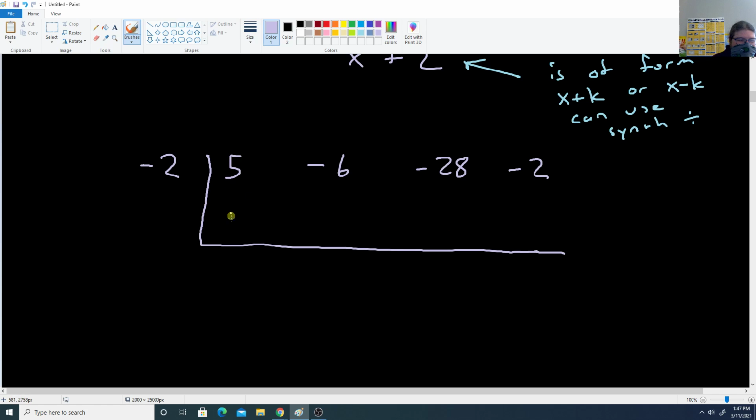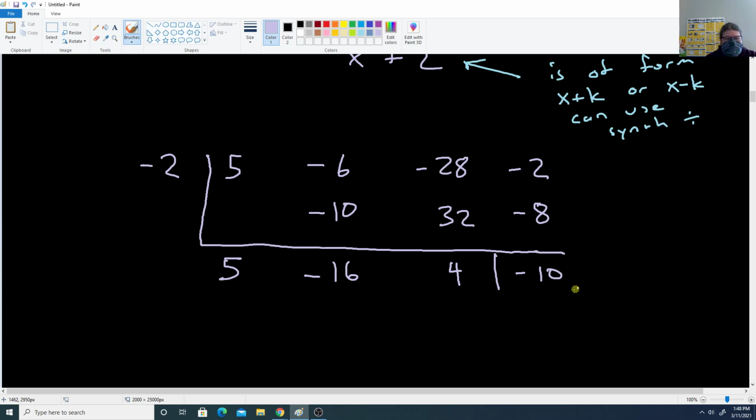To do synthetic division, we bring down the 5. 5 is brought straight down. Negative 2 times 5 is negative 10. We add these up. Negative 6 plus negative 10 is negative 16. Negative 2 times negative 16 is positive 32. Negative 28 plus 32 is 4. Negative 2 times 4 is negative 8. Then we add up finally: negative 2 plus negative 8 is negative 10.